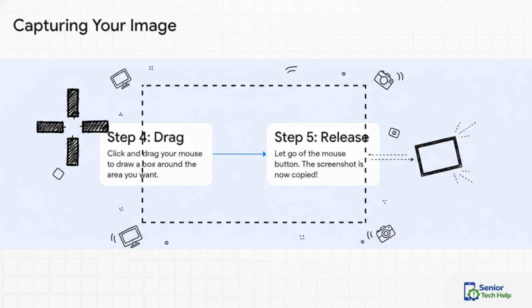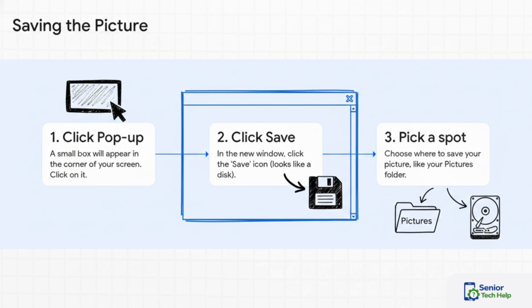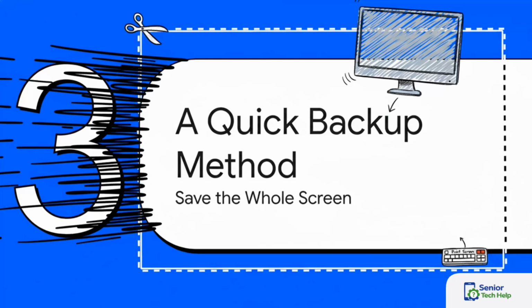It's now copied. As soon as you let go of the mouse, you should see a little box pop up, usually in the bottom right corner of your screen. You have to click on that little box. When you do, a new window will open up, showing you the picture you just took. To save it, look for a little save icon. It usually looks like a floppy disk. Just give that a click, and then you can choose where you want to save your picture, like your Pictures folder. Okay, that first method is great for capturing just a part of your screen.